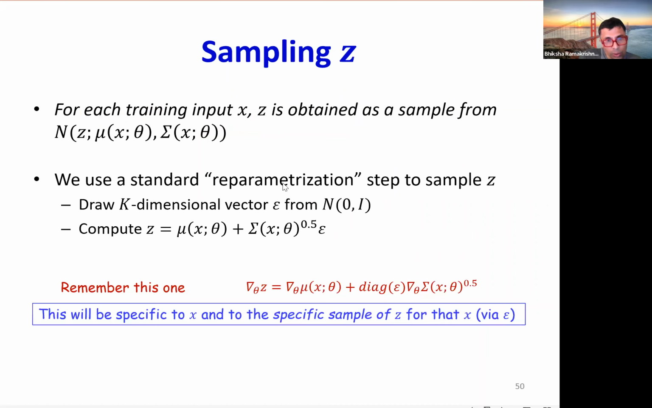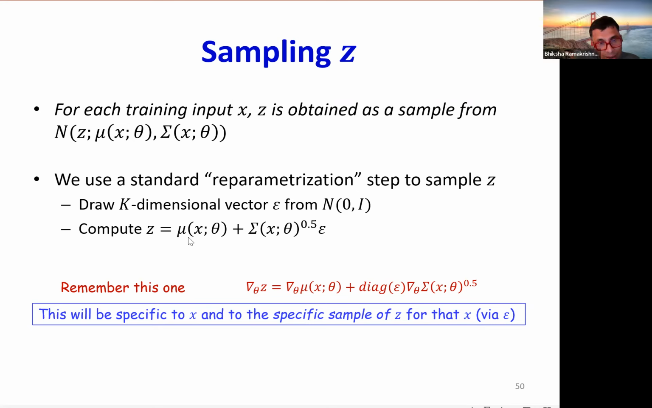But what we know is that z is obtained as a sample from this distribution, where this mu and sigma are obtained from the encoder. The way you would do it is to draw an epsilon from a standard Gaussian, multiply by the square root of the variance, and then add the mean. This process gives you samples from this distribution. Blaine, Jermaine, does it make sense? Yes, everything's making sense, right?